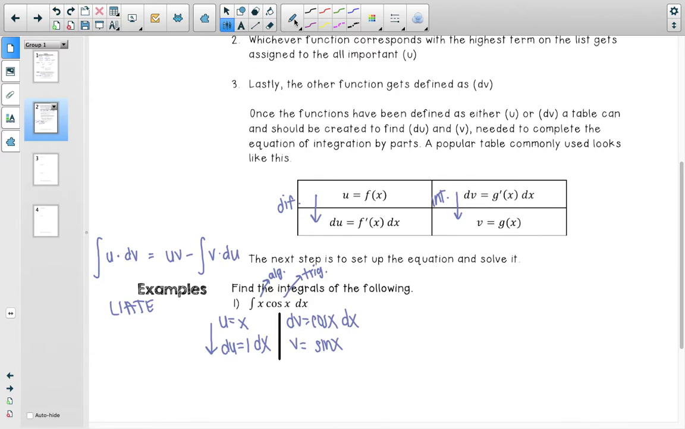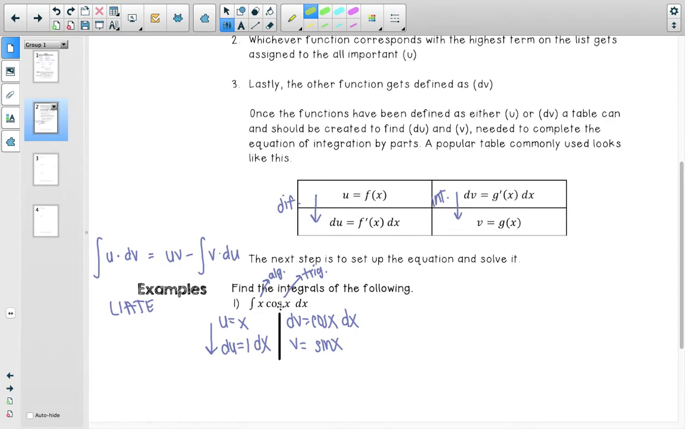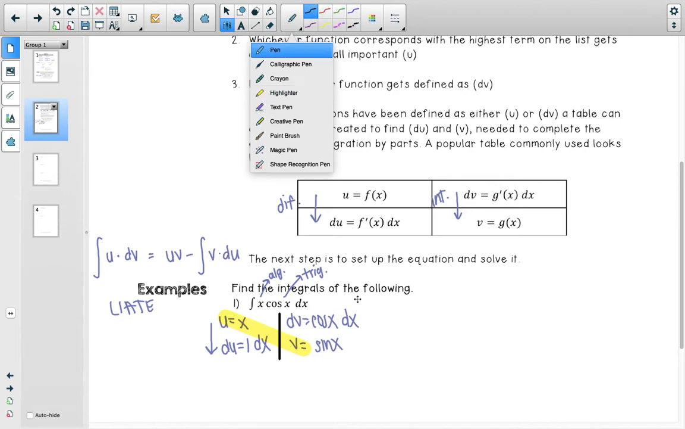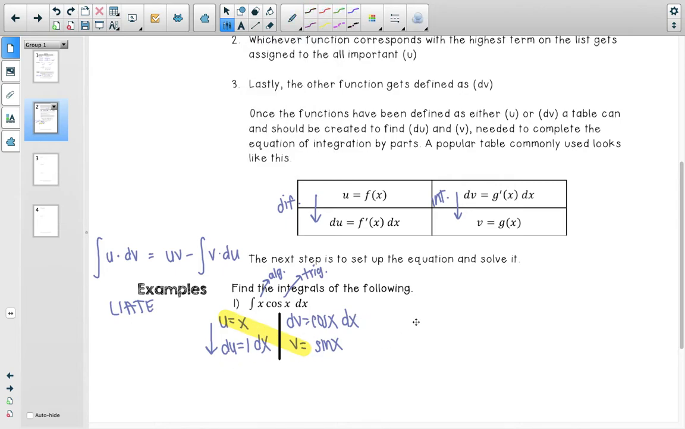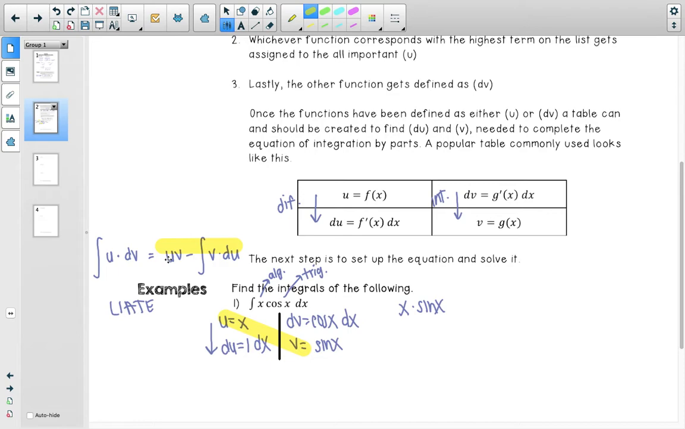And then we write this rule. You do u times v, so that's what we write first. u is x, v is sine of x. So that's the first part of the rule right here. You can see it.